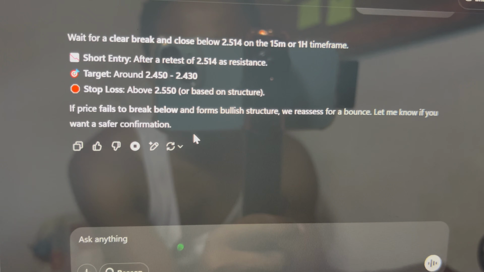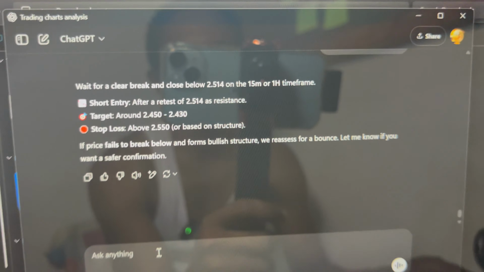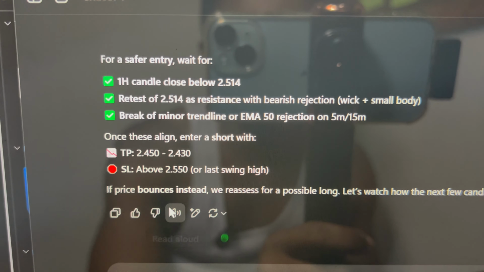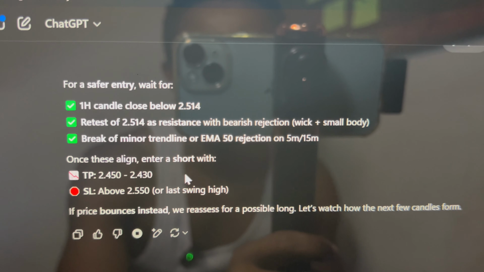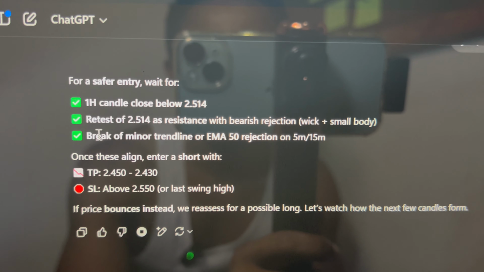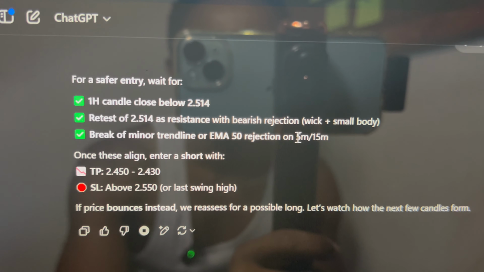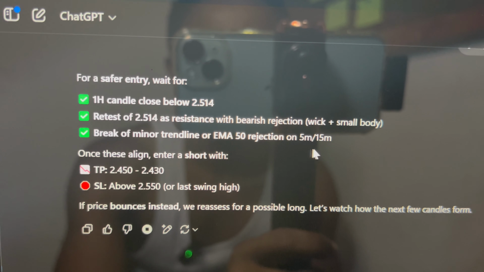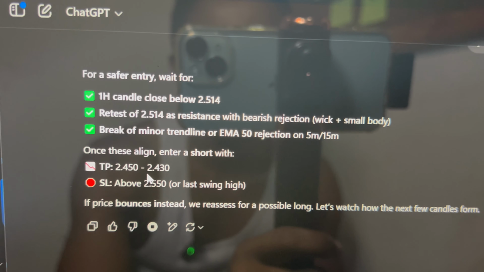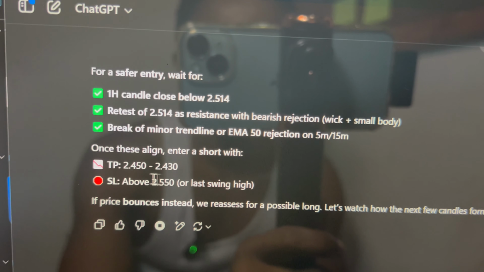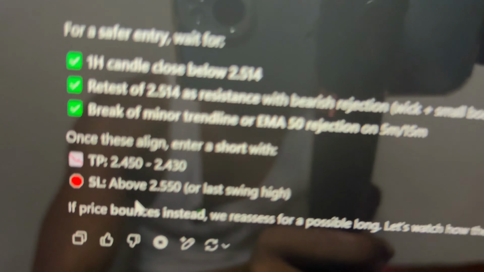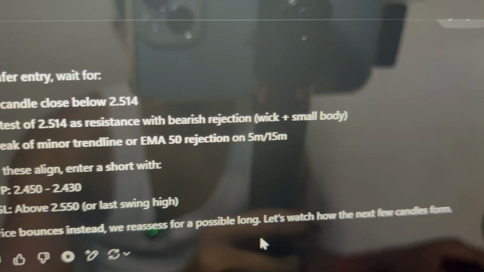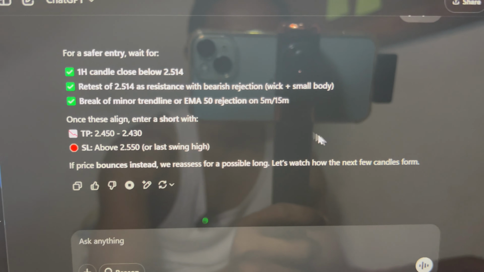Let me know if you want a safer confirmation. Okay, let me ask for a safer confirmation. Yes, please. You see, this chart is crazy, man. For a safer entry, wait for a 1H candle close below 2.54. Retest of 2.54 as resistance with bearish rejection, wick plus small body. Break of minor trend line or EMA 50 rejection on 5M or 15M. Once these align, enter a short with TP 2.45 to 2.430. SL above 2.550 or last swing high. If price bounces instead, we reassess for a possible long. Let's watch how the next few candles form.